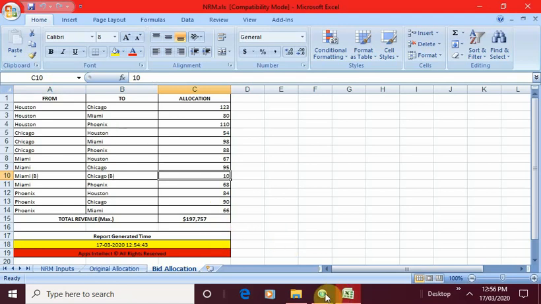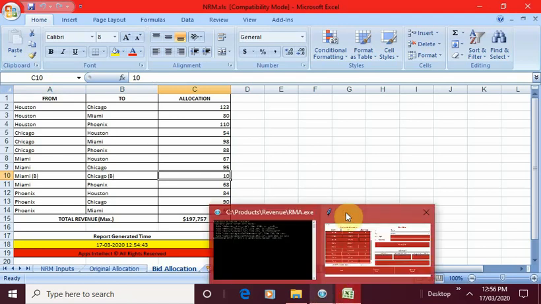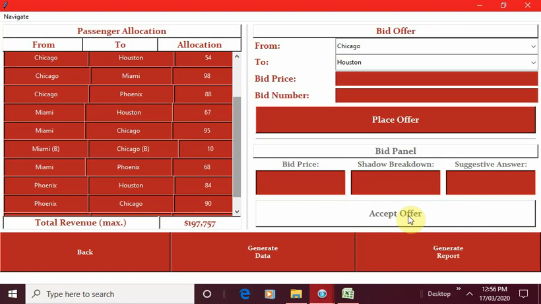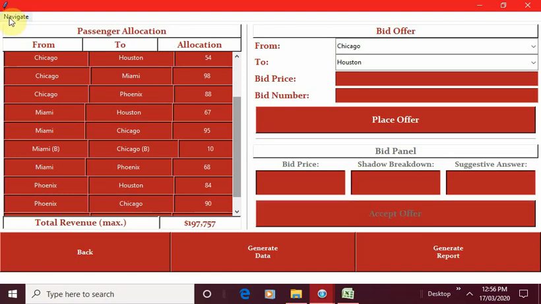And let's go back here, and this is what this network revenue management application does. The shadow price is the correct way of calculating the bid price because the constraints are less than the combinations of flight legs or itineraries. So these are the two applications of this revenue management analysis tool.